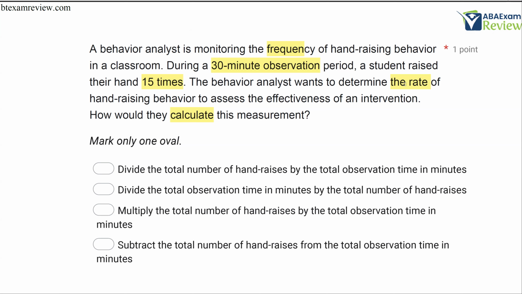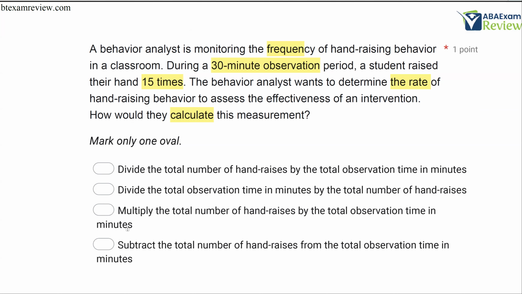You take your frequency, you take your count, how many times you counted the behavior or whatever it is you're measuring, and then you divide it by a period of time. In this case, it would be 15 divided by 30. That's frequency divided by time. Now, the question wants to know, how do you calculate the measurement? So let's look at A. Divide the total number of hand raises by total observation time in minutes. In other words, to find rate, we would divide our frequency, hand raises, by time.